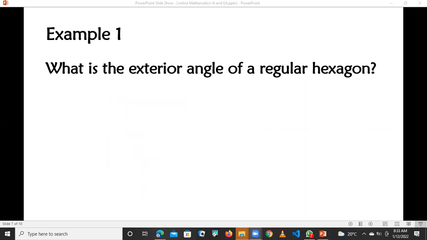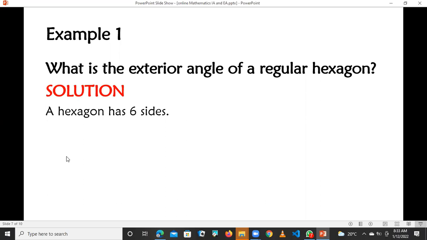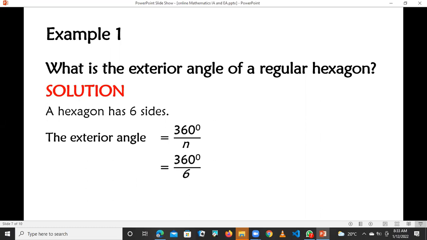Okay, so now let's see what I did. So I said solution, then from the solution we said hexagon has 6 sides. Then we established the formula that the exterior angle is equal to 360 degrees over n. So now hexagon has 6 sides and n is the number of sides. We replace n, then it will be 360 degrees over 6. And if we divide it, we'll get that one. So this is what we have established.